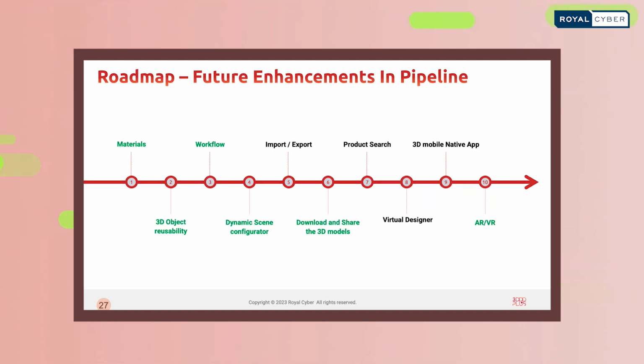And similarly, we are building a 3D mobile native app also. Our configurator page already has a responsive design, but the native mobile app we are trying to build and customize. This is especially for salespersons, for B2B scenarios and live sales. And AR, we have already worked on, and we are trying to work on VR, and the metaverse is already part of the roadmap.